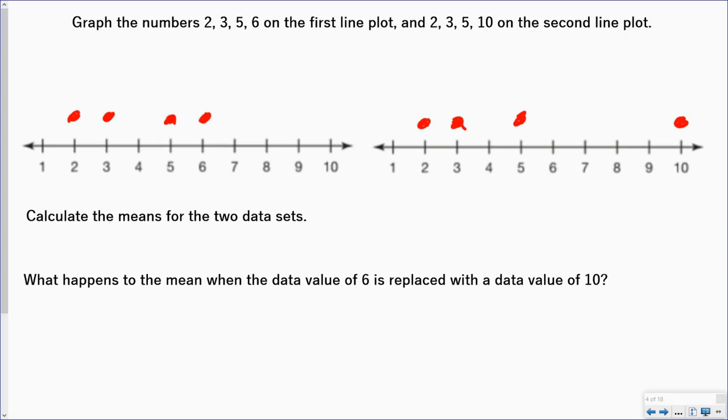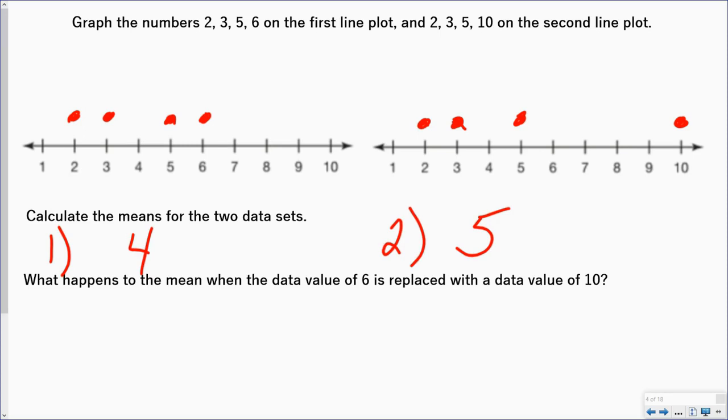Well, when I calculate the mean, I add up all of my data points. So for the first one, I'm going to take 2 plus 3 plus 5 plus 6. And since I added up 4 numbers, I'm going to take that answer and divide it by 4. And when I do that, I come up with a mean of 4. Do the same thing for the second data set, and I come up with a mean of 5.